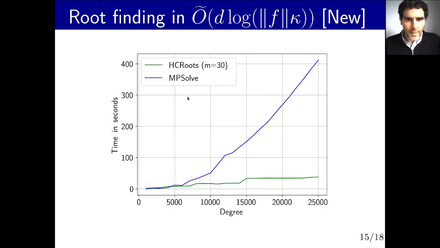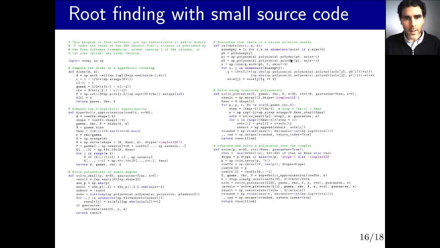Finally, I implemented this algorithm for root finding, and here you can see the benchmark. So these are the degrees of random polynomials, and we can see that for high degree, like 25,000, this new algorithm and implementation called HCRoot is roughly 10 times faster than MPSolve. That is the state-of-the-art implementation for root finding. You can also see that the code for the prototype here in Python is actually very small. So this is the full code, and it only depends on NumPy.